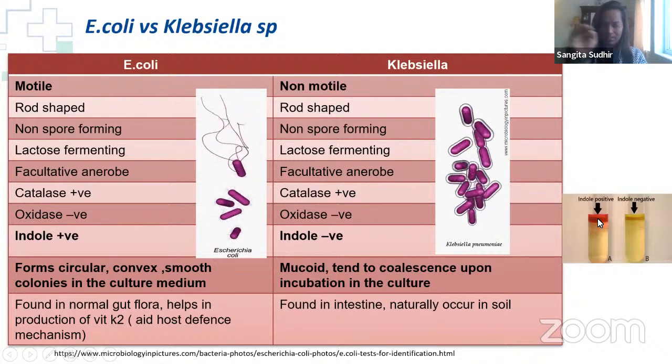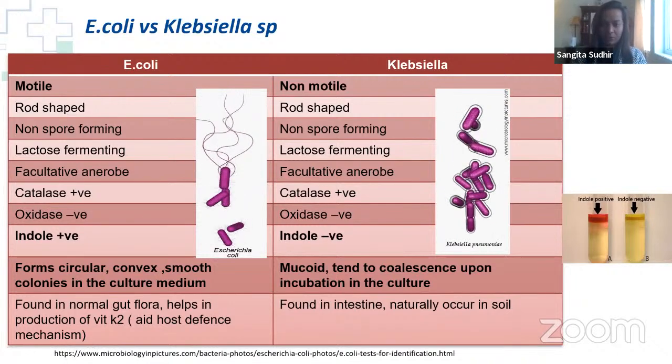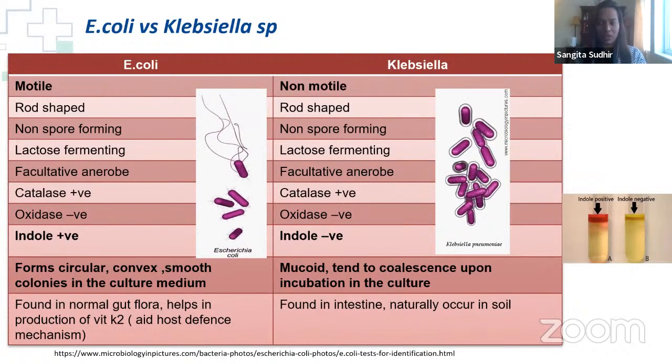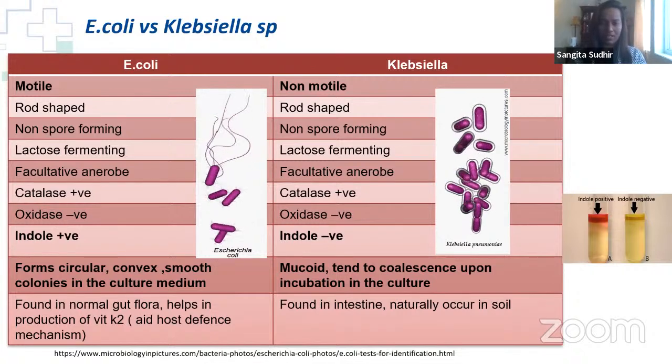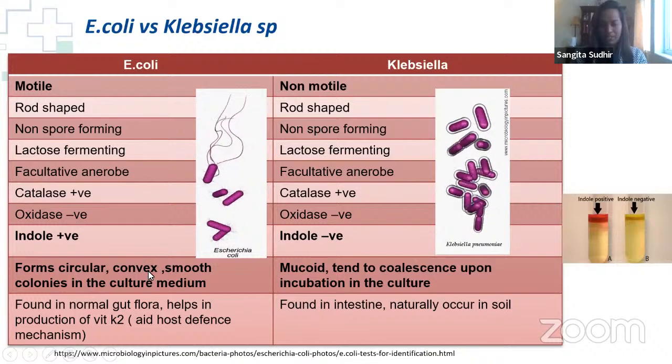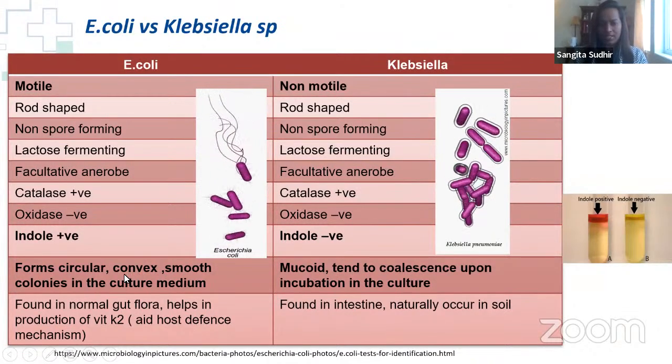It becomes red in color in the outer layer, so that means they are indole positive. If it becomes slightly yellowish in color, then they are indole negative. They will not degrade tryptophan. So Klebsiella will not be doing this, whereas E. coli is indole positive.